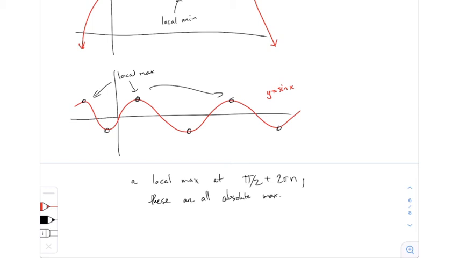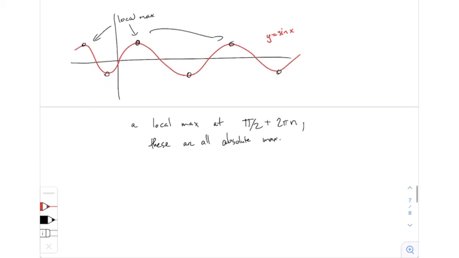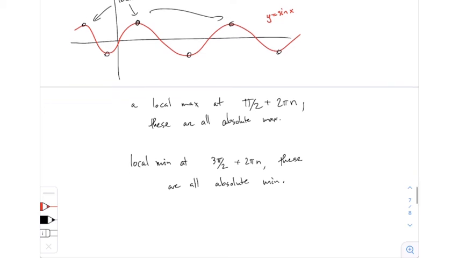All right. And similarly, the ones down there, they are all absolute minimum points. And they're also local minimum points. So local min at, those I would write as 3 pi over 2 plus 2 pi n. And these are all absolute minimum also. Right? Great.